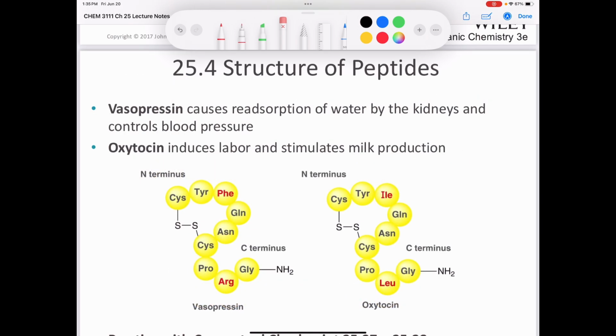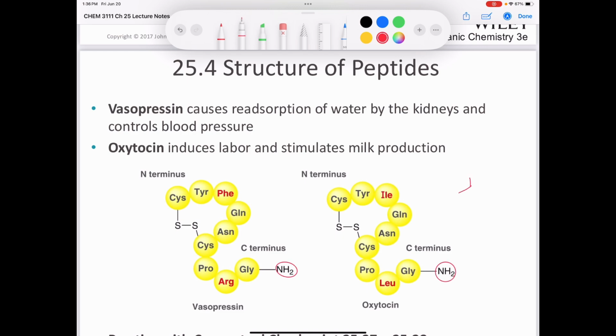Vasopressin and oxytocin are very similar in structure and represent two more biologically important peptides. Each of these peptides contains a disulfide bridge. Also notice that the C-terminal end in each case has been modified. Instead of having a carboxyl group, you see there's an NH2 group sticking out here and here.